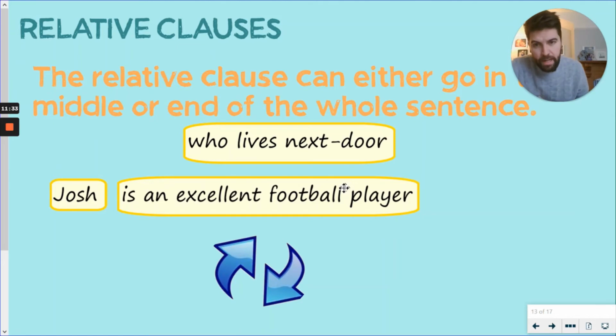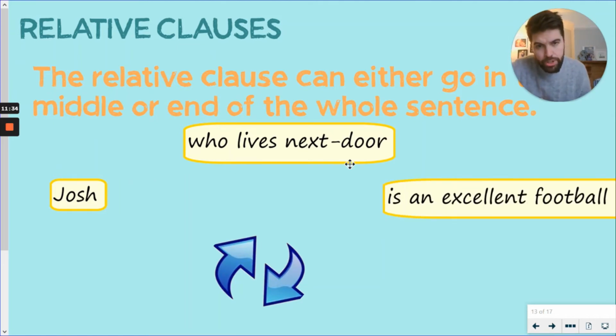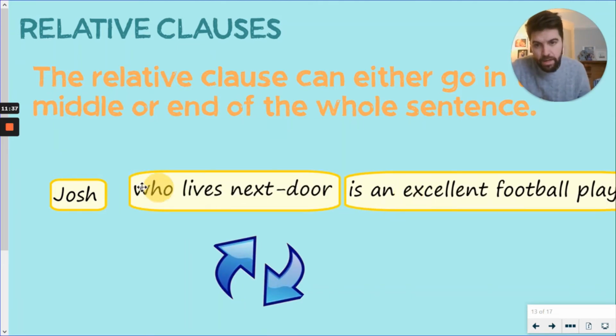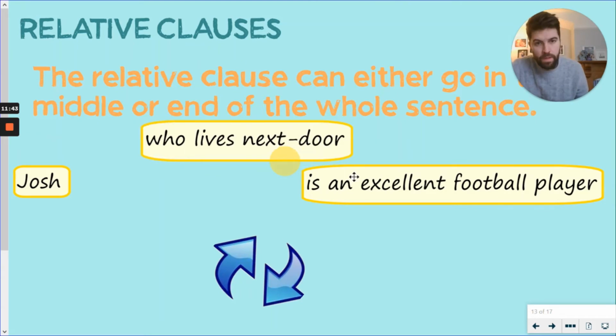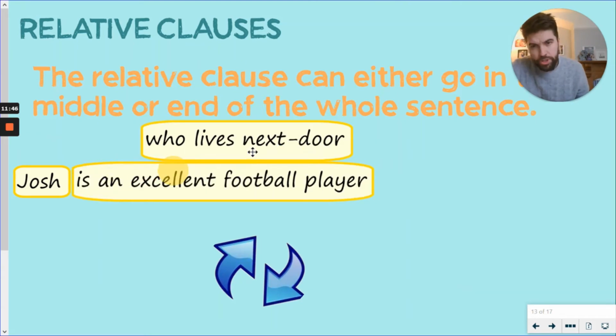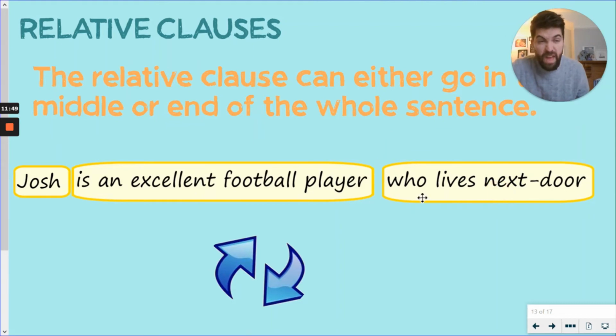Let's see it in the middle. Josh, who lives next door, is an excellent football player. Yeah, that works. It gives us the extra information about Josh. It tells us that he lives next door. Can it go at the end? Josh is an excellent football player who lives next door. Yeah, that works as well. And in that case, it's just a matter of choice about where you want to put it.